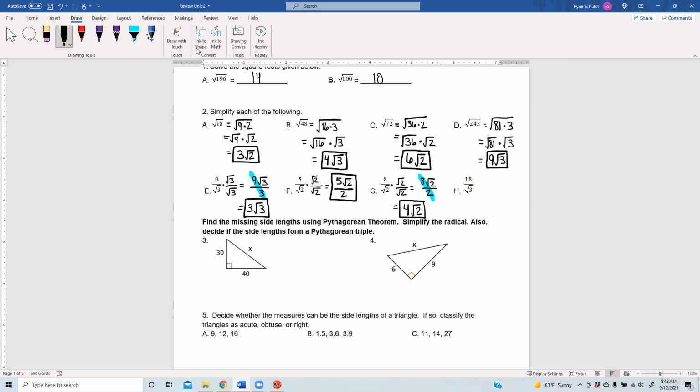And then for H, square root of 3 over the square root of 3. Then get me 18 square roots of 3 over 3. I want to see, can I reduce 18 over 3? Yes, I can. This is going to give me 6 square roots of 3.